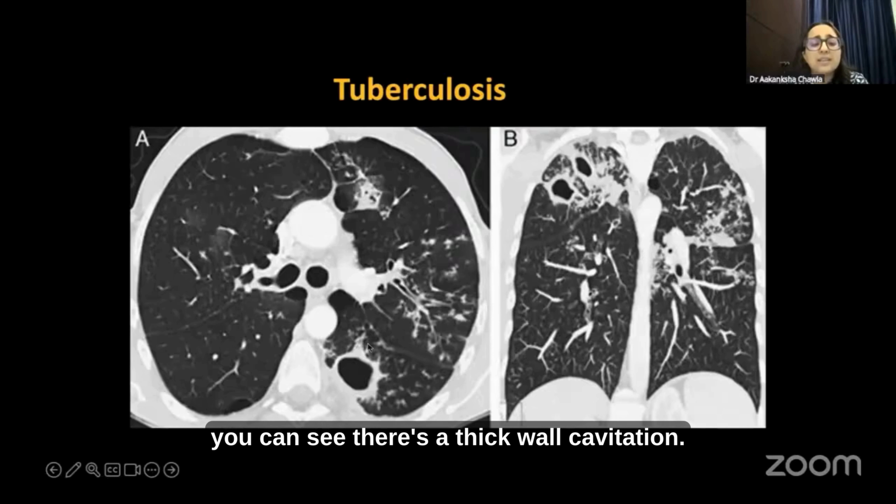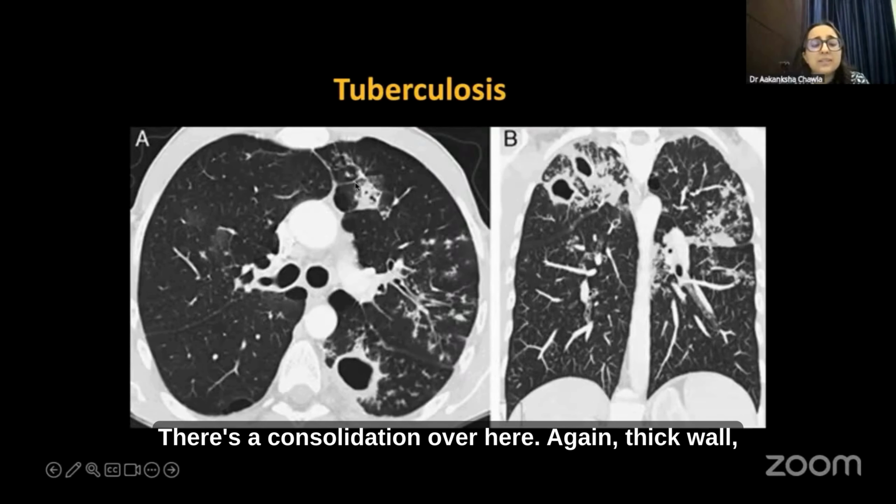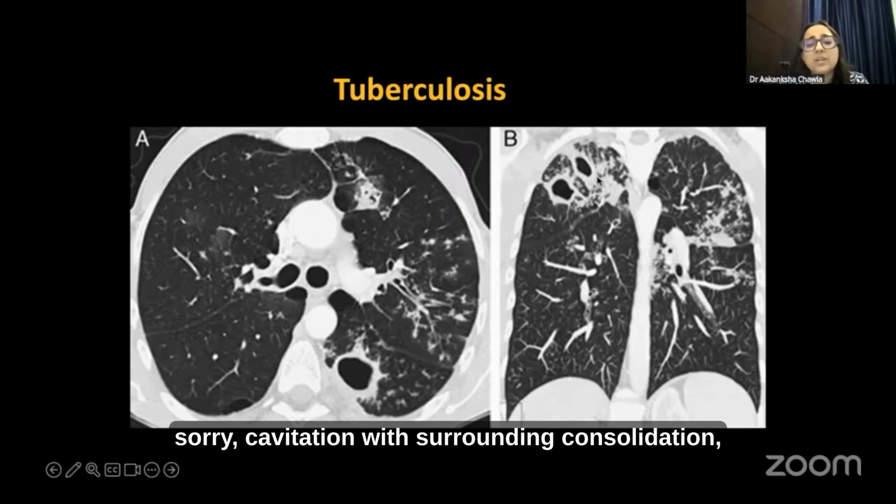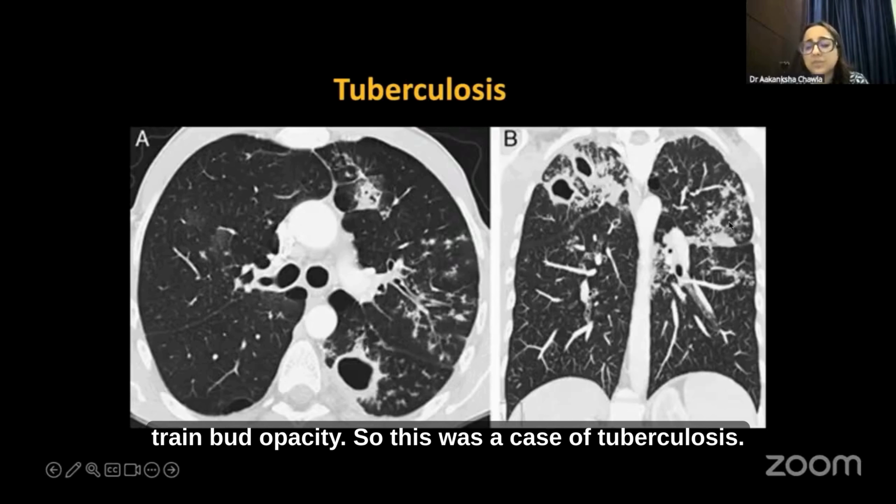You can see there's a thick wall cavitation. There's some tree in bud opacities. There's a consolidation over here. Again, thick wall cavitation with surrounding consolidation, tree in bud opacity. So this was a case of tuberculosis.